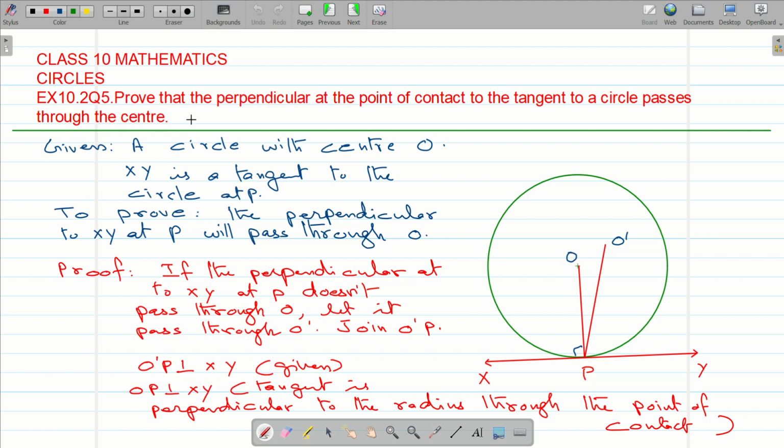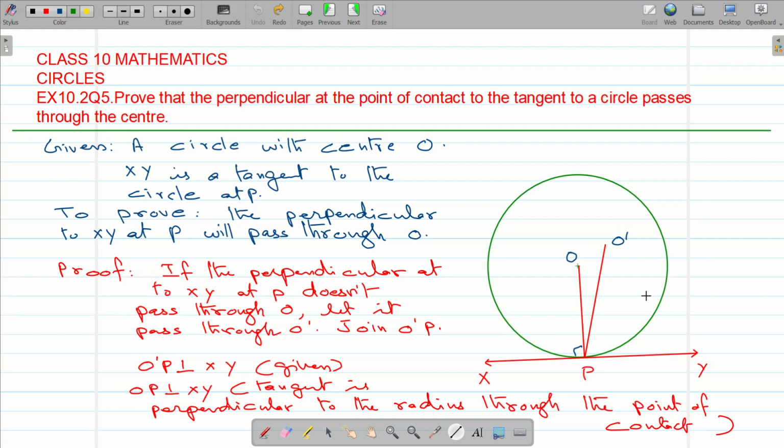Exercise 10.2 question number 5. Prove that the perpendicular at the point of contact to the tangent to a circle passes through the center of the circle. Perpendicular at the point of contact to the tangent to a circle passes through the center of the circle.